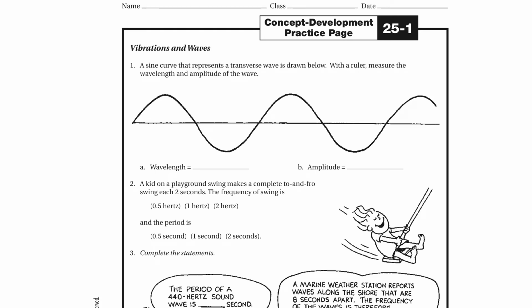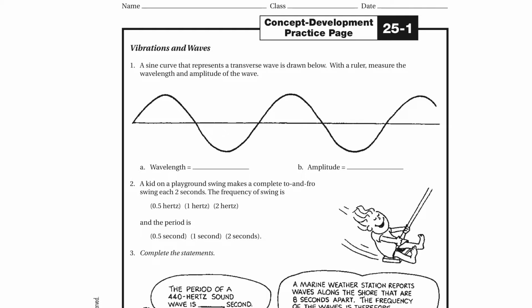This is a sine curve. If you were to push the sine button on your calculator and graph it, you are going to get a curve that looks like this. Okay, it's periodic. It's going to go up and down forever. It's going to have a certain amplitude. This is the amplitude of that wave. And it's going to have a certain wavelength.